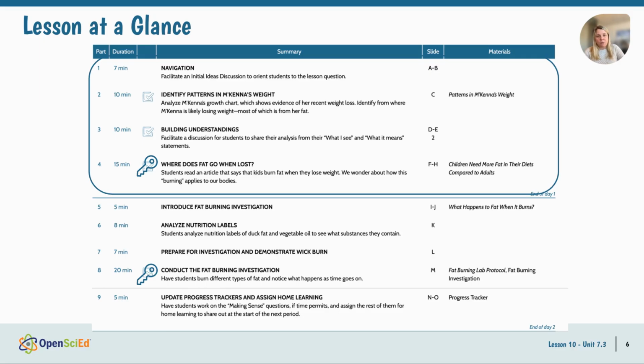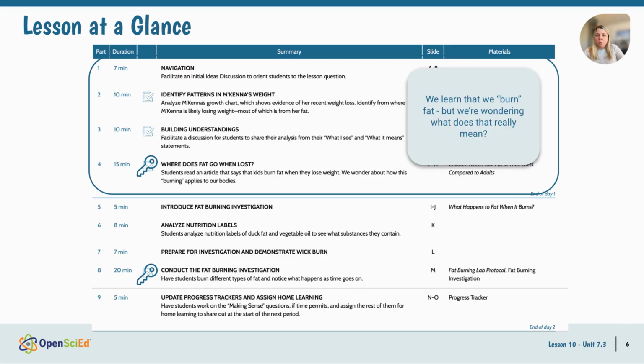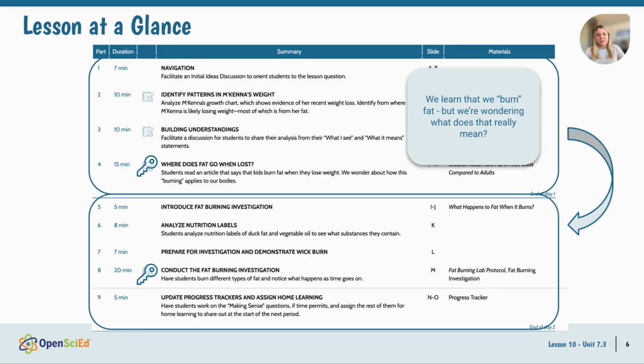This then leads us to a reading about where fat goes when it's lost. In the article, we read that fat is burned, but we're wondering how this applies to our bodies. So we are wondering, what does it really mean when we say we burn fat, and is that actually possible? This brings us to the second section, where we decide we want to investigate this idea of burning fat.